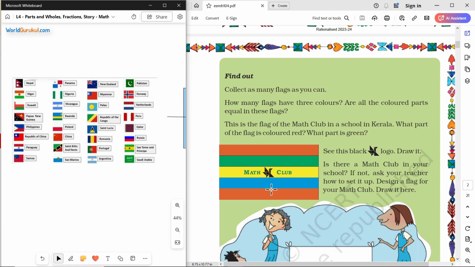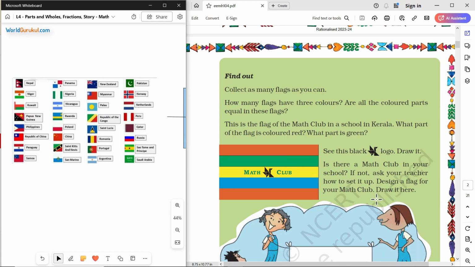So if you have some group or a club, you can have your own flag as well. Here is the flag of a Math Club in a school in Kerala. It is rectangular in shape, and it is divided into 5 equal parts. At the top and bottom we have the red color, and green, blue, and at the center we have yellow color. And there is some logo that is fixed here. The logo seems to be made of some shapes.